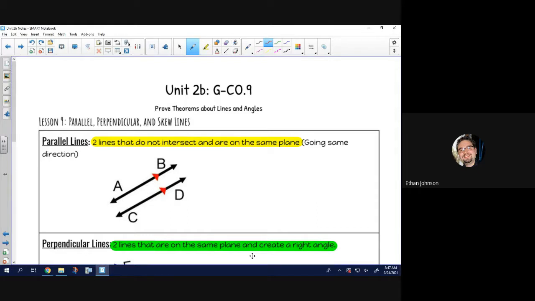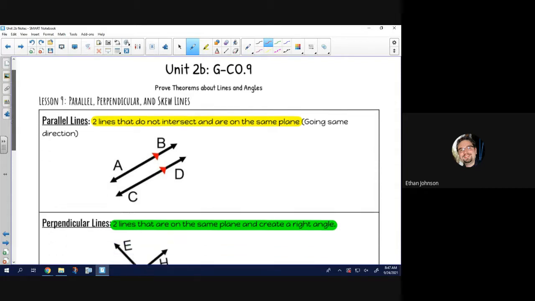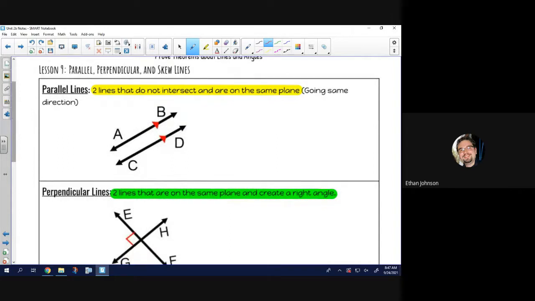So as a reminder, in Unit 1, we talked about what parallel lines or line segments are. We talked about what perpendicular lines or line segments are. We also talked about what skew lines are. So let's refresh real quick. First, parallel lines. Parallel lines are two lines that do not intersect and are on the same plane. A plane is a flat surface.